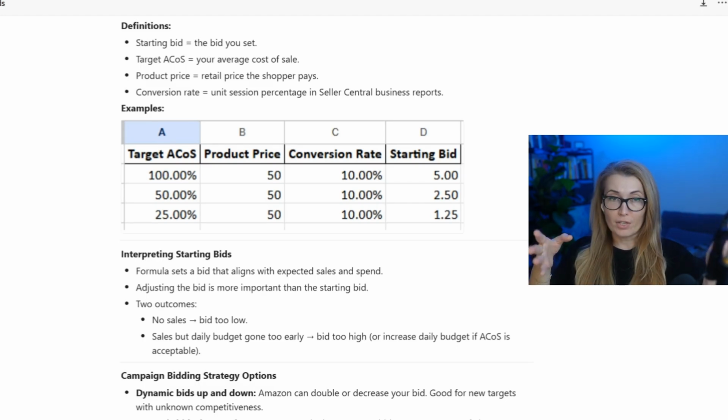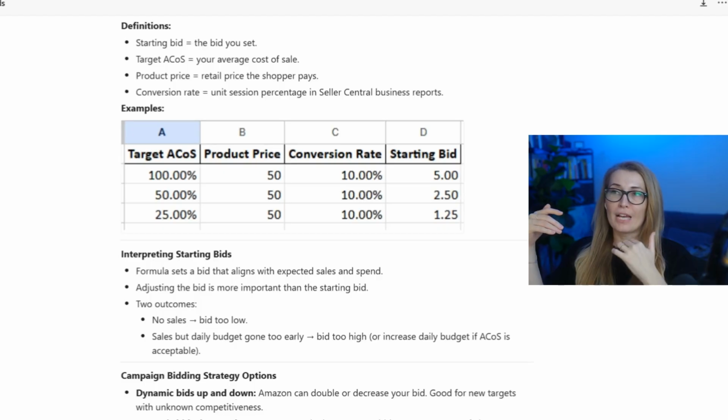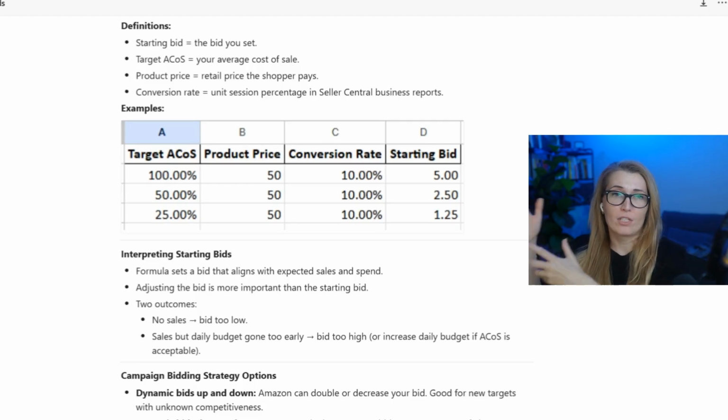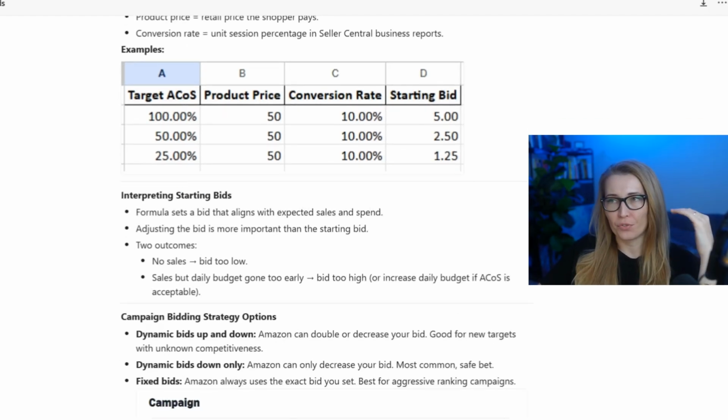For other strategies like the discovery campaigns, for example, where we want to pay as low as possible to gain traction for new keywords that were not under our radar, there we would not have 100% ACOS but 25% ACOS. Depending on the campaign strategy, we're going to go up to how much ACOS this campaign should have. Again, this is just theory, but it's important for you to understand.